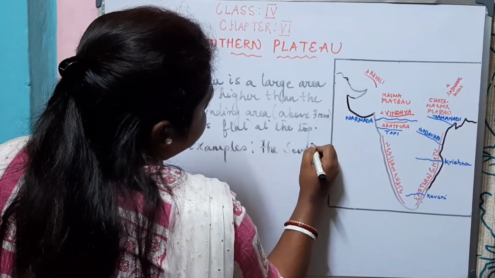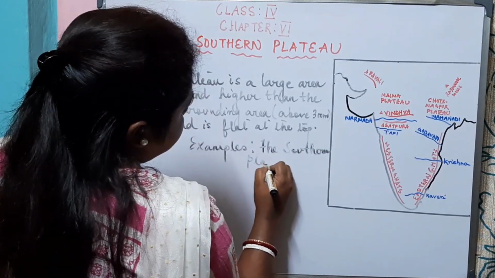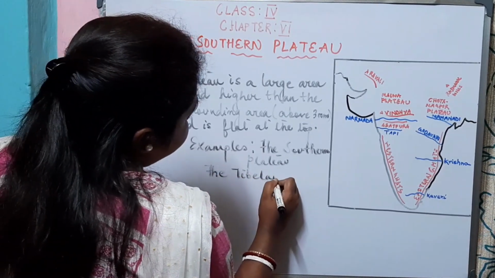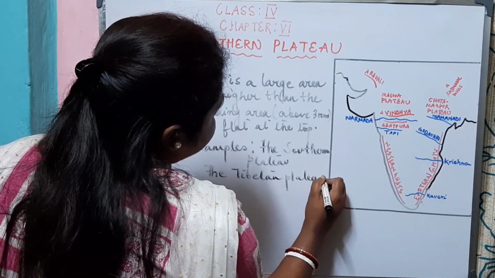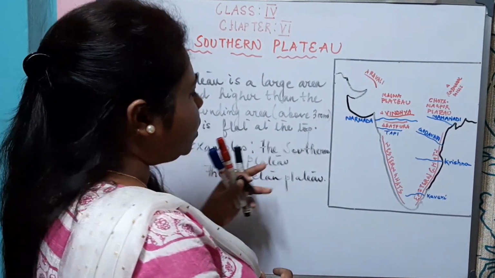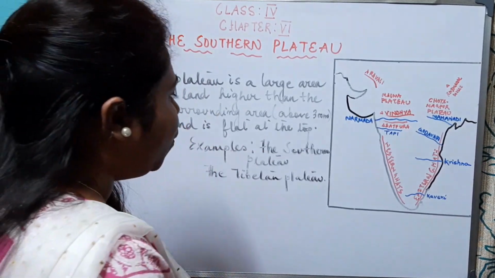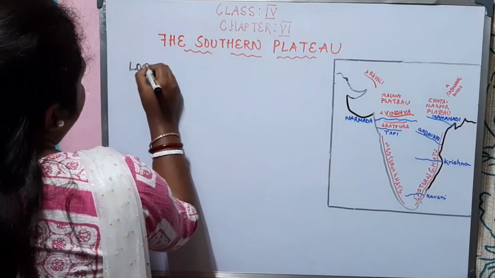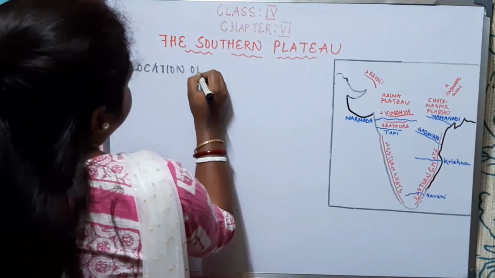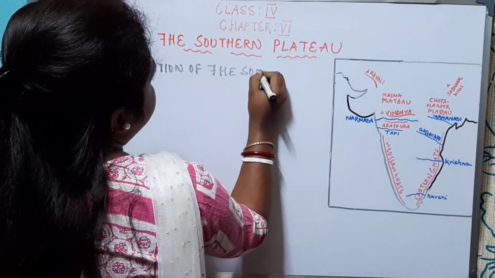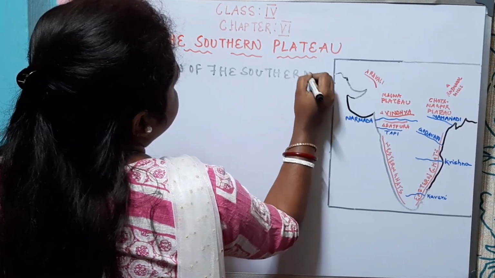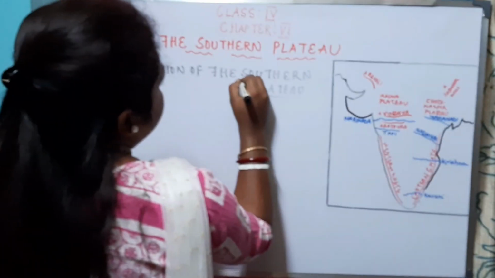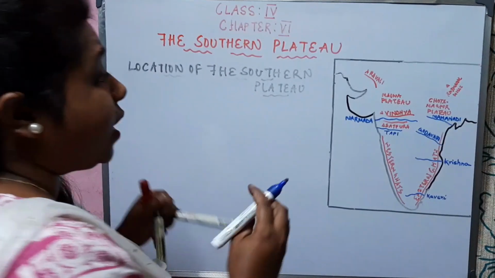Let us know some examples of the plateau. The Southern Plateau and the Tibetan Plateau are some of the examples of plateau. Now, as you can see, the Southern Plateau is an example of a plateau. Now, let us know about the location of the Southern Plateau. Where is the Southern Plateau located?